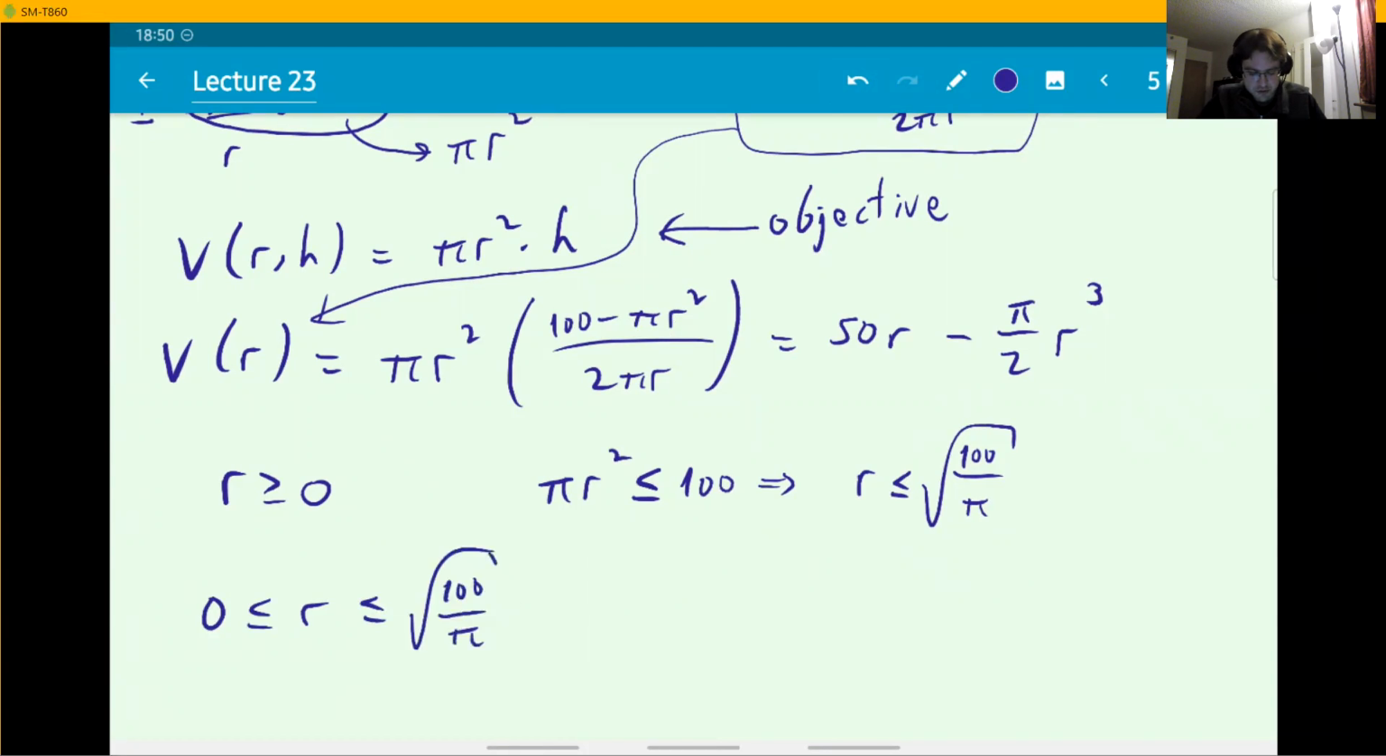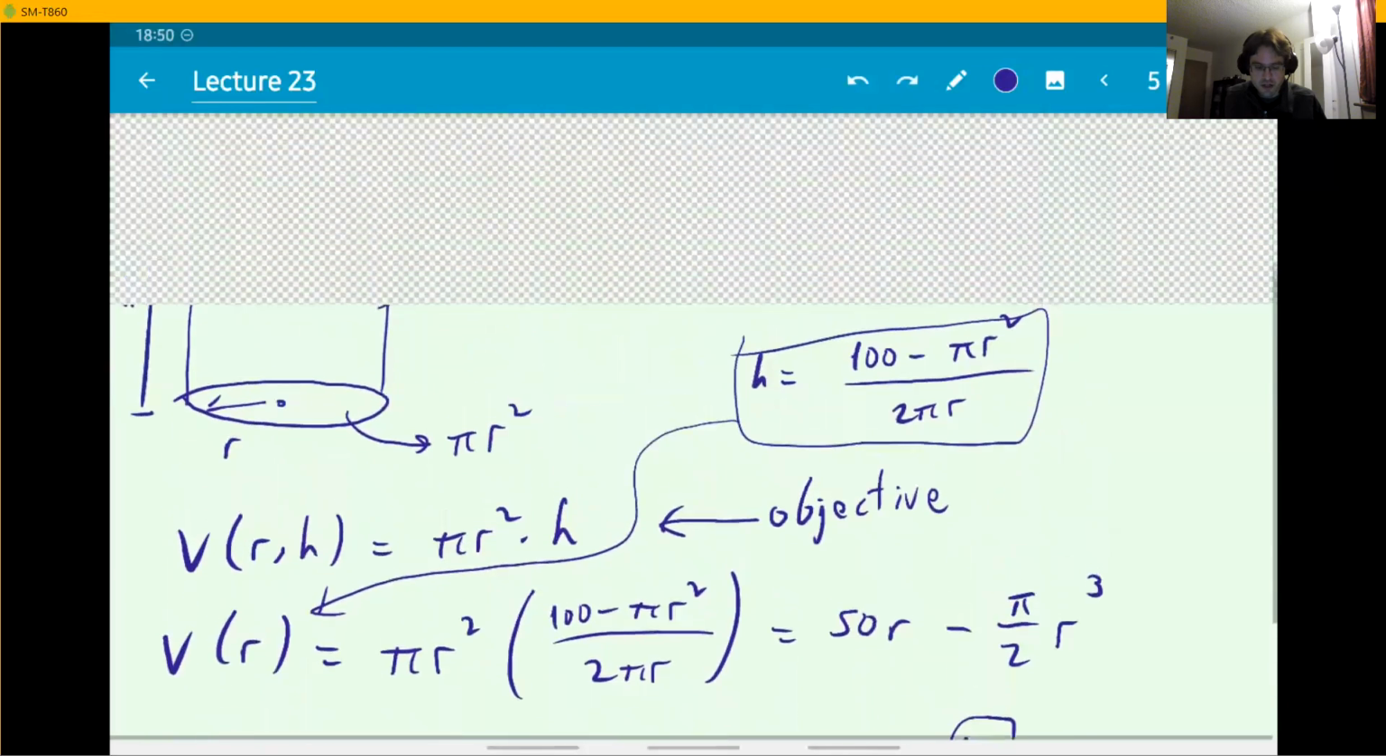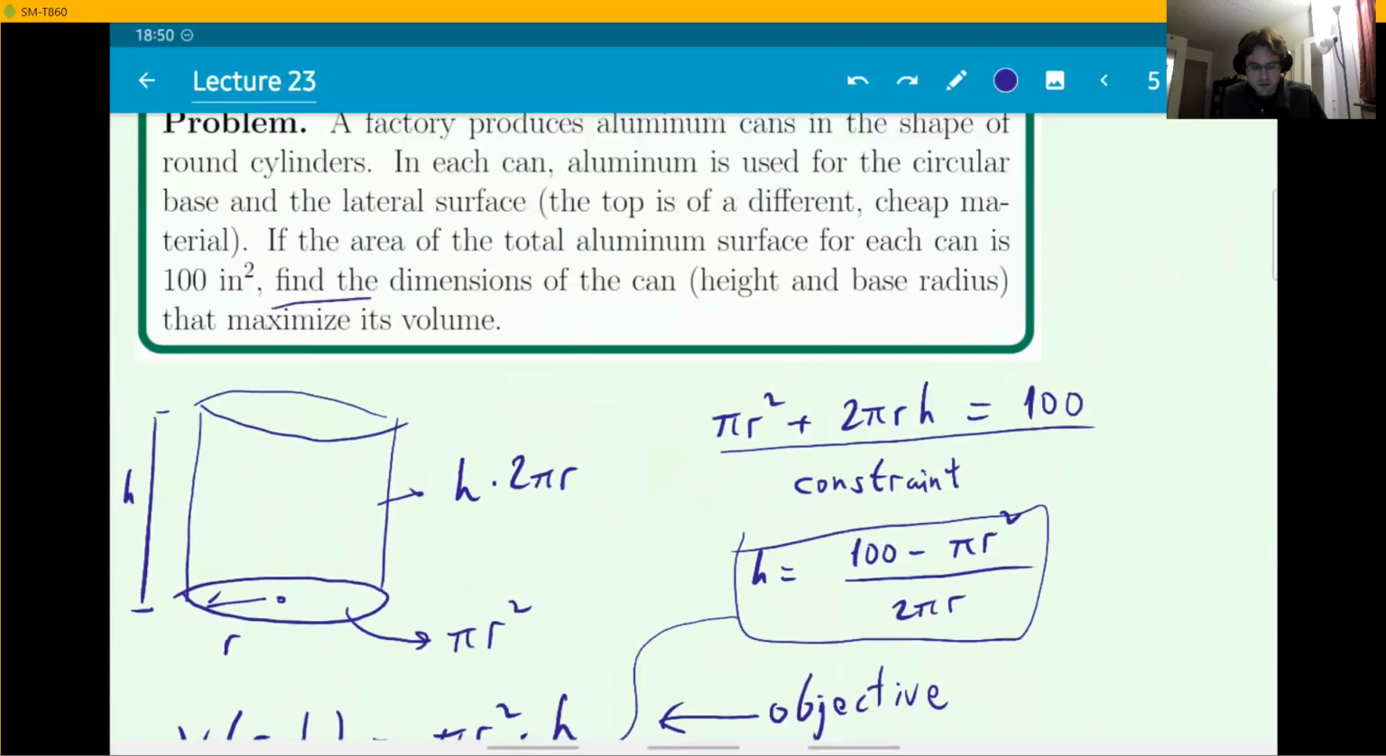And as I said, the two values are actually technically not achievable. If r is 0, there is no can, there is no cylinder. And if r is this much, then the cylinder just has the base and nothing else. It does not have height, so it would have volume 0. All right, so now we're trying to find the maximum value of this function over this. And actually, that's not what we're trying to find. We're trying to find the dimensions, r and h, that maximize the volume. So first find the max volume and then find the corresponding r and h.